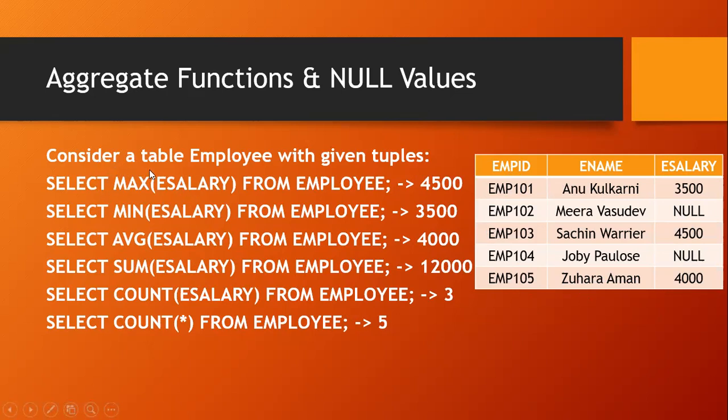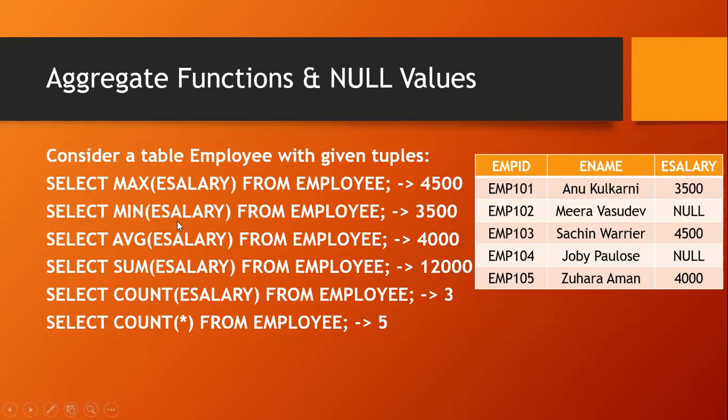Consider this one: select maximum of e-salary from employee. So we will go to the column mentioned here, e-salary, and find the maximum value in this column. 3,500, this is null, this is 4,500, null, 4,000. We know that aggregate functions will exclude the null values, so you don't have to consider the null. So what are the remaining values? 3,500, 4,500 and 4,000. Among these 3 values, which one is the biggest, the maximum value? That is 4,500. Hence you will get the output as 4,500.